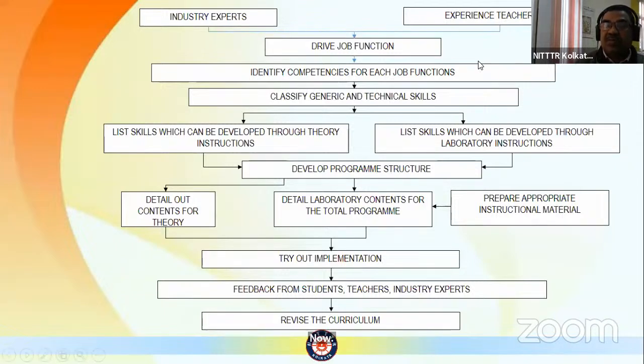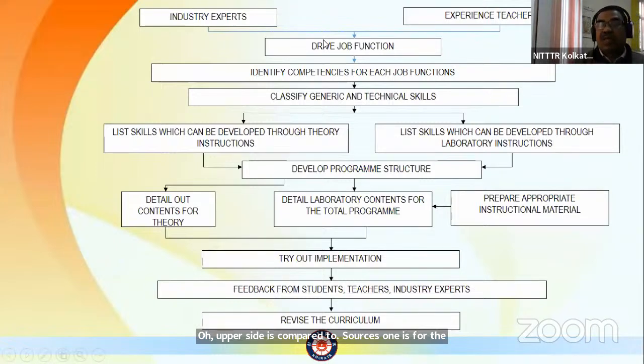Now here, the same thing, the curriculum revision and development process, is represented in the form of a block diagram. The upper side has two sources. One is the industry side, and another is the academic side. Input from the industry, at the same time input from the academic. Understand? Based on the input from the academic side and also the industry side, job functions are to be derived.